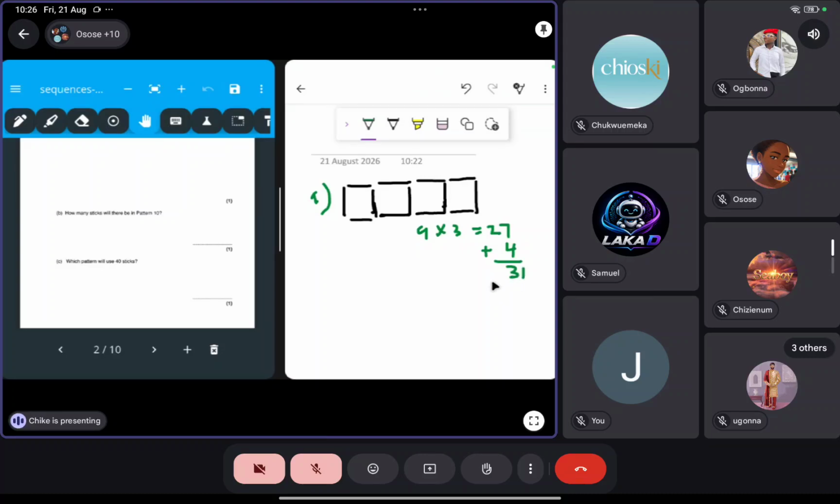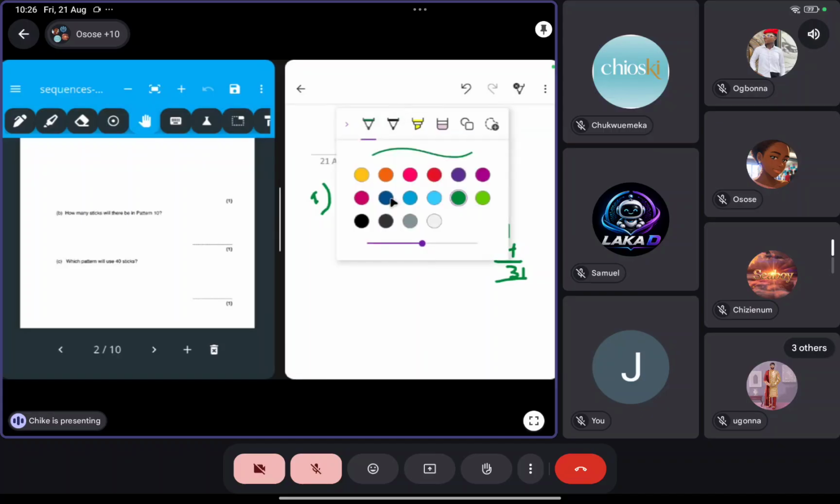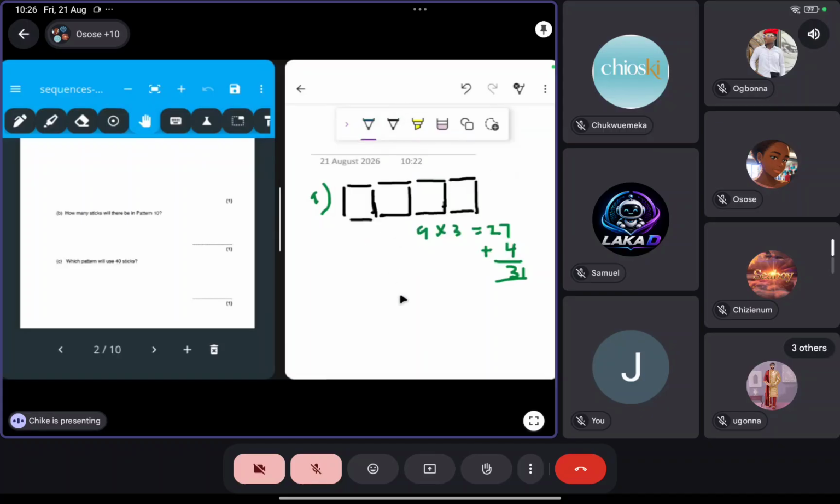So how many sticks will be in pattern 10? It will be 31. Though, like I said, I wasn't even thinking along this line. And that's why I always tell my students that mathematics is dynamic. It's not static. Now, this is what I was thinking. Let me show you my own line of thought.